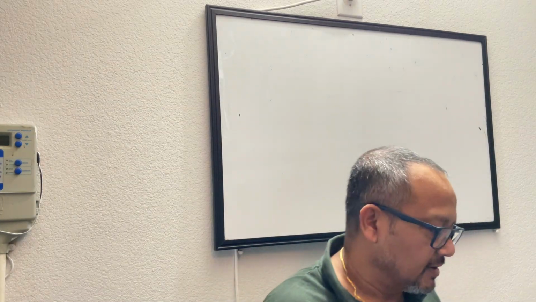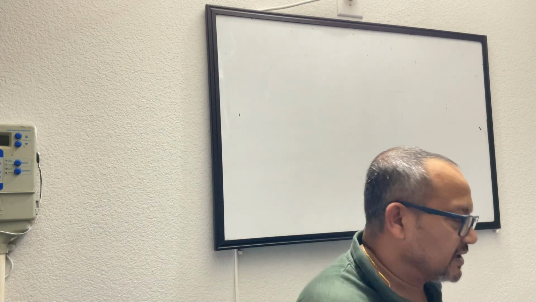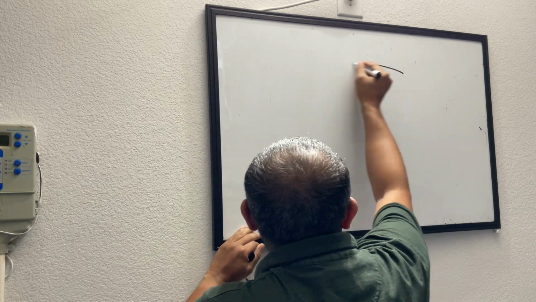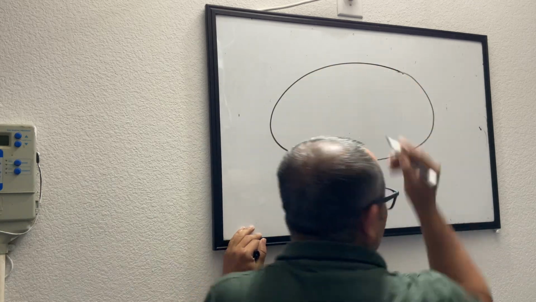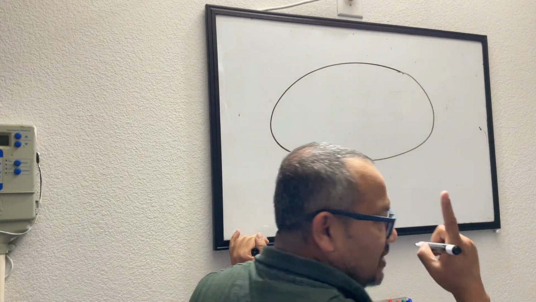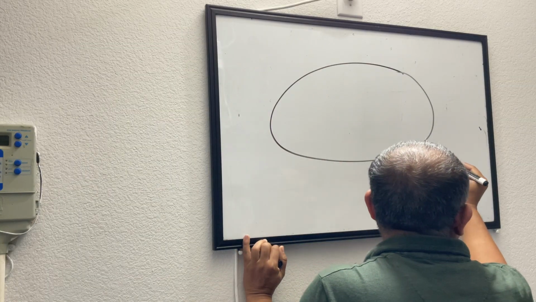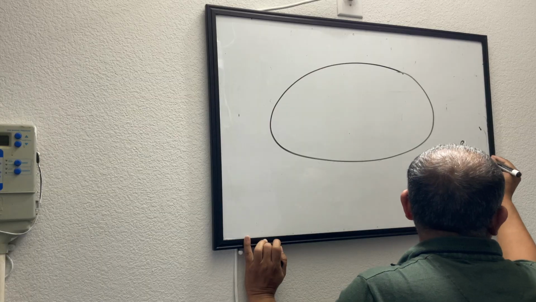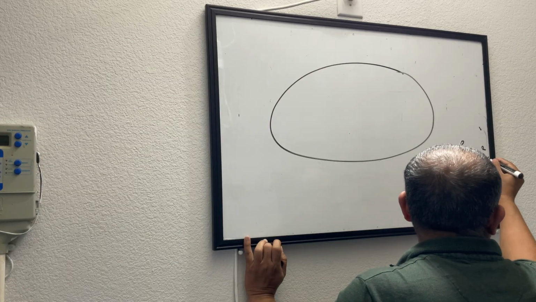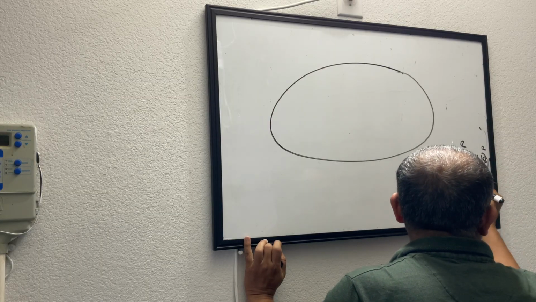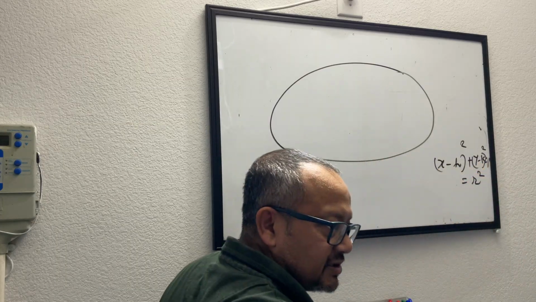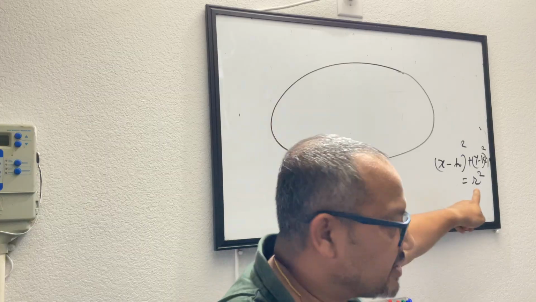Okay, so in the last class we were talking about ellipse. Ellipse, as we speak, is nothing but a distorted form of a circle, correct? In a circle you have only one radius, and that is how your equation is x minus h squared plus y minus k squared equal to r squared, where h and k are the x and y coordinates of the center, correct? And r is the radius.